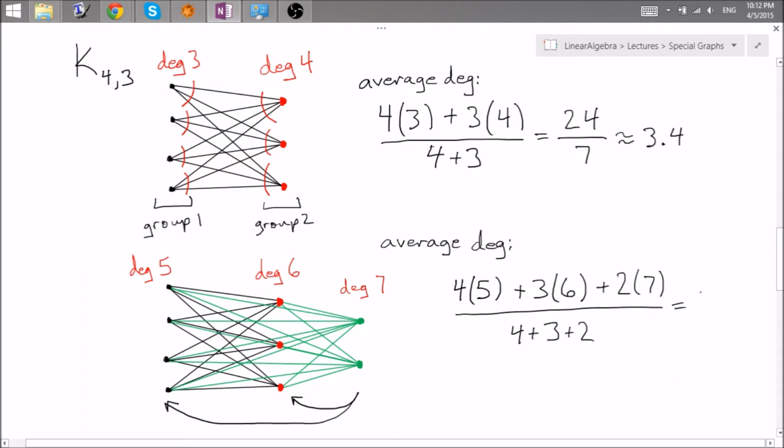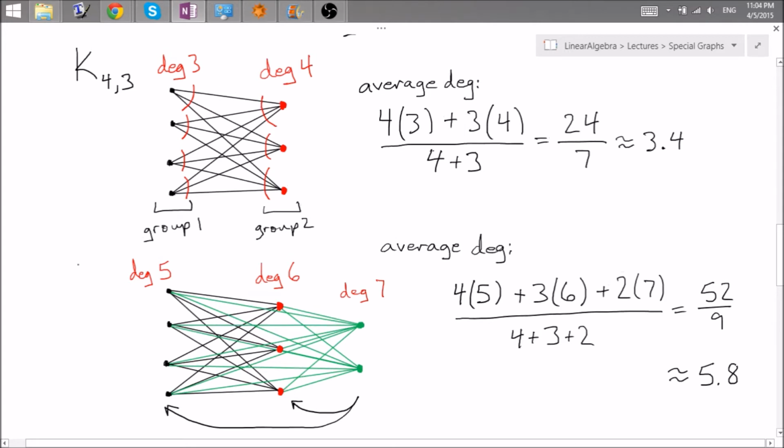So that is 52 over 9, or approximately 5.8. And I should note that this graph is labeled in the following way, K4,3,2, since we now have a group of size 4, a group of size 3, and a group of size 2.